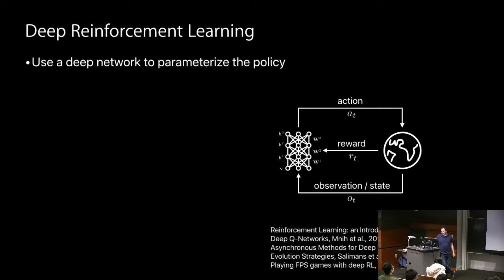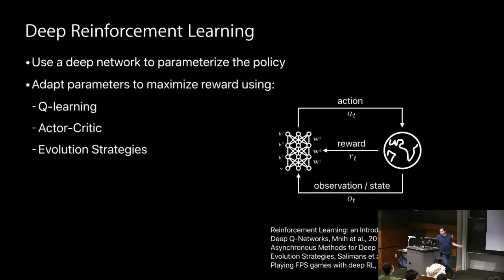Okay, so for the rest of the lecture, we're going to assume that we're using a deep neural network that parameterizes our policy. And we can adapt the parameters of our policy by using Q-learning, actor-critic, evolution strategies, a whole bunch of different algorithms. I guess in this class, you've covered a whole bunch of those already.